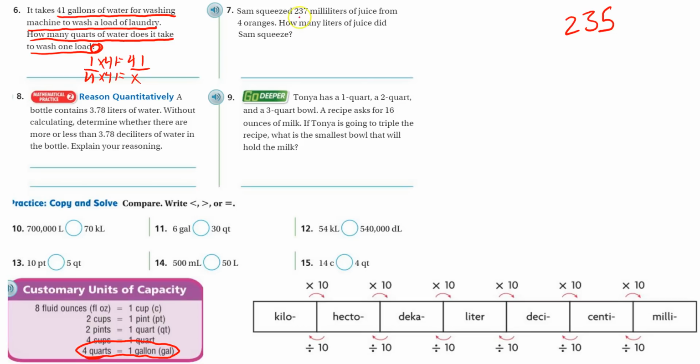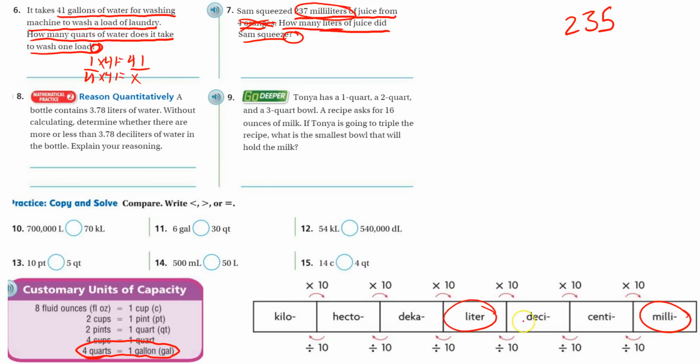Number 7: Sam squeezed 237 milliliters of juice from 4 oranges. How many liters of juice did Sam squeeze? This is one of those classic problems where they gave us more information than we need. We don't care that it was 4 oranges. That has no bearing on the question they asked us, which was how many liters. Well, they gave us milliliters, and they want liters.